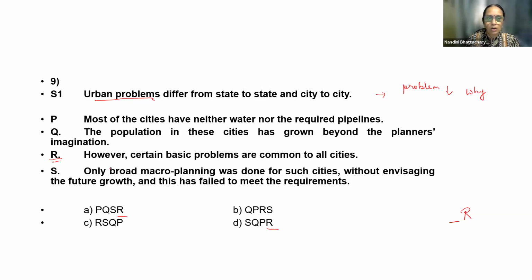So now you said, however, certain basic problems are common to all cities. So that means if this is a concluding statement, then you would be talking about the problems before that. So between P, Q, and S, you will be forming a mandatory pair. I was talking about from state to state, city to city. What connects to the first statement?